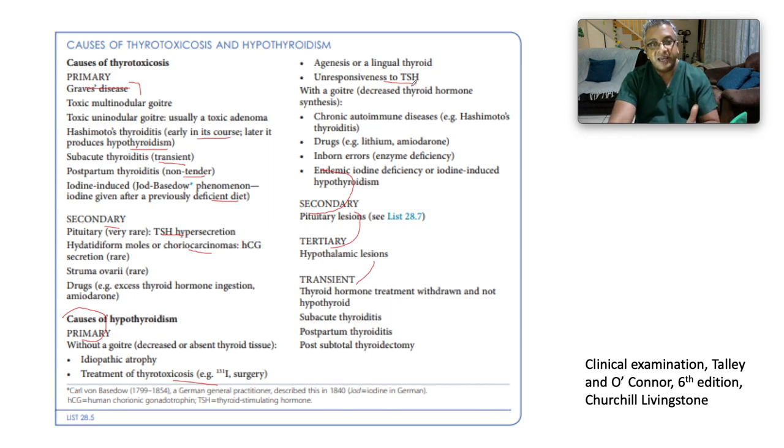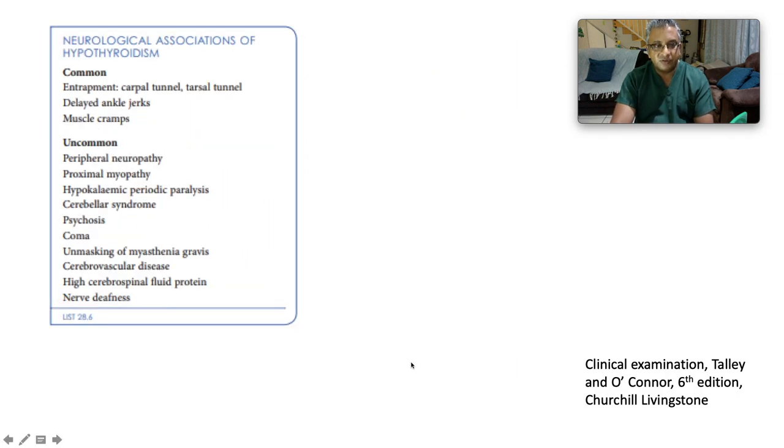If you have primary hypothyroidism with a goiter, it speaks to decreased thyroid hormone synthesis and happens in the setting of chronic autoimmune diseases. The poster child for that is Hashimoto's. Drugs like lithium and amiodarone, inborn errors like enzyme deficiencies, and endemic iodine deficiency. But remember, iodine deficiency nowadays is very rare because table salt is iodinated. All right? Could be a secondary lesion with the problems with TSH and not with T4 or T3. That speaks to a pituitary lesion. Can be a tertiary lesion where there's something wrong with TRH, thyrotropin releasing hormone coming from the hypothalamus. It could be a transient phenomenon, right? And that happens usually with subacute thyroiditis, postpartum, and post-subtotal thyroidectomy, okay?